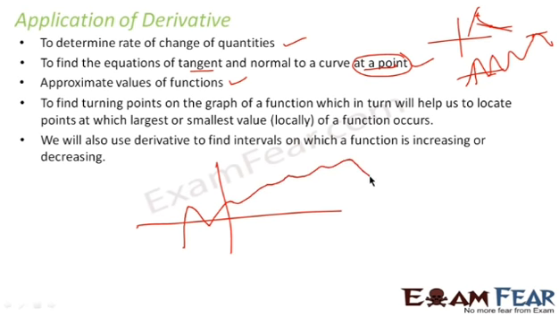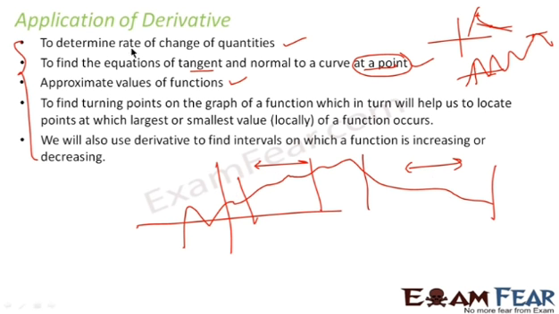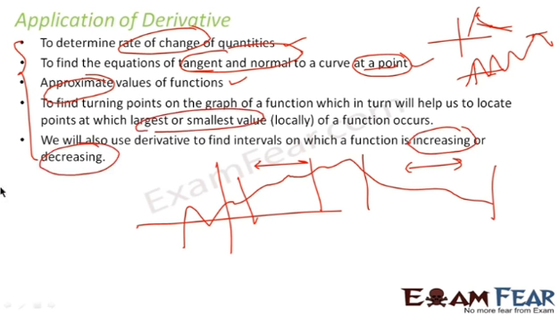If you see this kind of function, it is increasing from this interval to this interval, correct? And it is decreasing from here to here. So if I want to find in which interval it is increasing and in which interval it is decreasing, those kinds of things we can also find using derivatives. So these are some of the practical applications of derivatives in real life: the rate of change of quantity, equation of tangent and normal, approximate values, maxima and minima, smallest or largest value, and increasing or decreasing functions, correct?